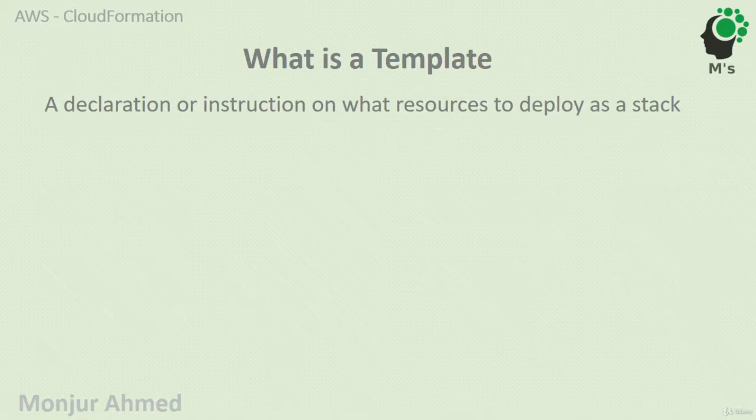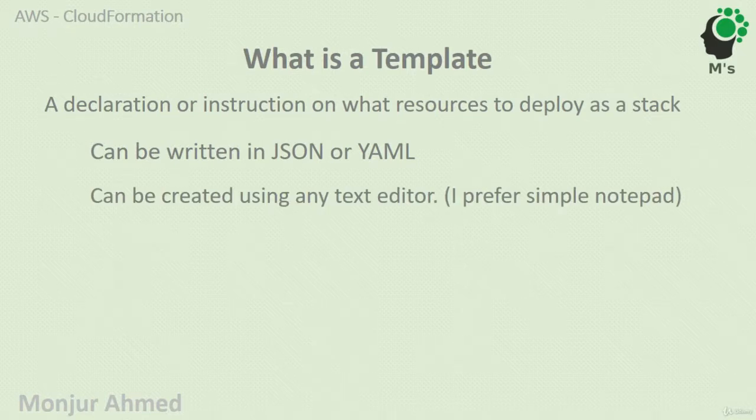AWS is called a CloudFormation template, and it can be written in JSON or YAML. So to learn templates and to write your own template, you need to learn either JSON or YAML, which is outside of the scope of this course. However, it is not a hard one. You can easily learn JSON or YAML, and these files you can create by using any text editor. I personally prefer simple text editors like Notepad, which do not have a lot of formatting options.